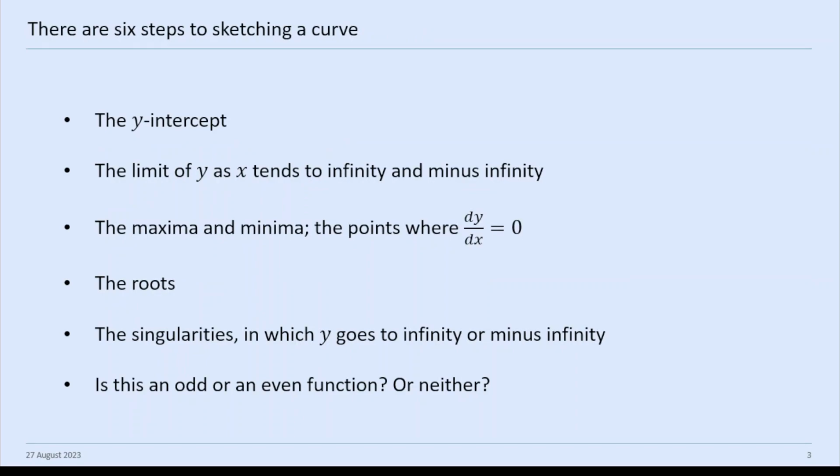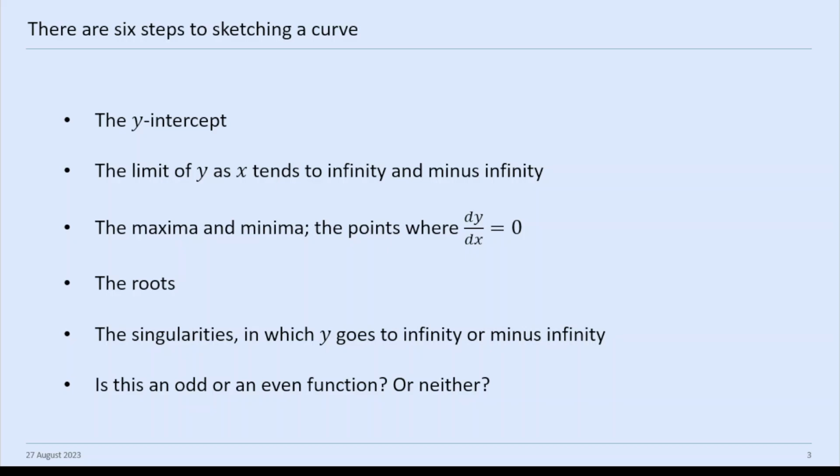There are 6 steps to sketching a curve. Work out the y-intercept, the point at which it hits the y-axis. The limit of y as x tends to infinity and minus infinity. The maxima and minima, so the points where dy by dx equals 0. Dy by dx can also equal 0 at inflection points, and inflection points are interesting too, but basically the maxima and minima are very helpful when understanding the shape of a thing.